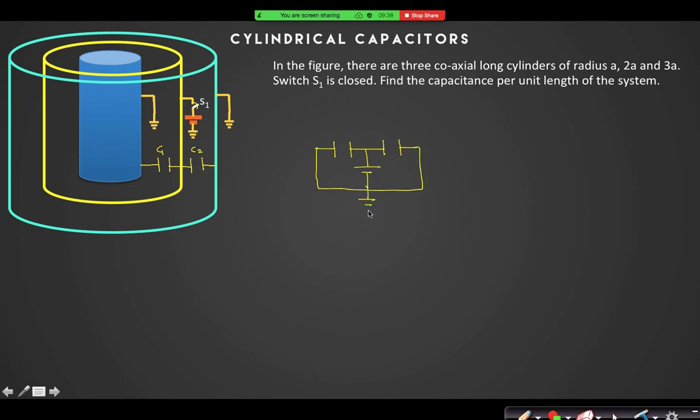So their equivalent capacitance will be C1 plus C2 only. Per unit length I have to calculate. So what is per unit length C1? It is 2 pi epsilon naught divided by ln B by A. 2A by A means ln 2, plus 2 pi epsilon naught divided by ln 3 by 2. So that should be the answer to this question. 2 pi epsilon naught you can take common: 1 by ln 2 plus 1 by ln 3 by 2.